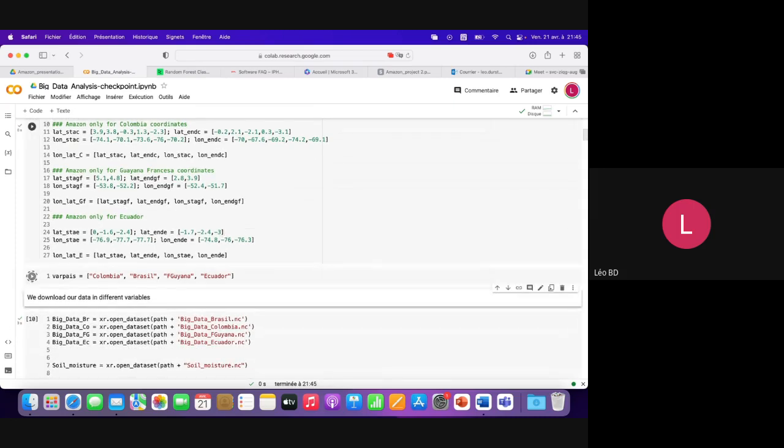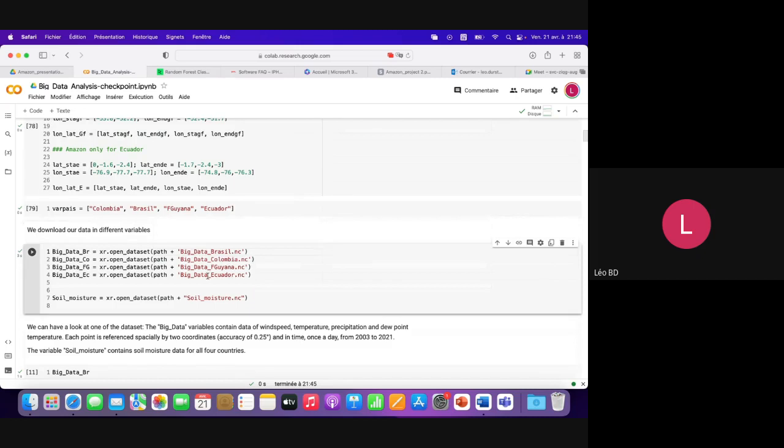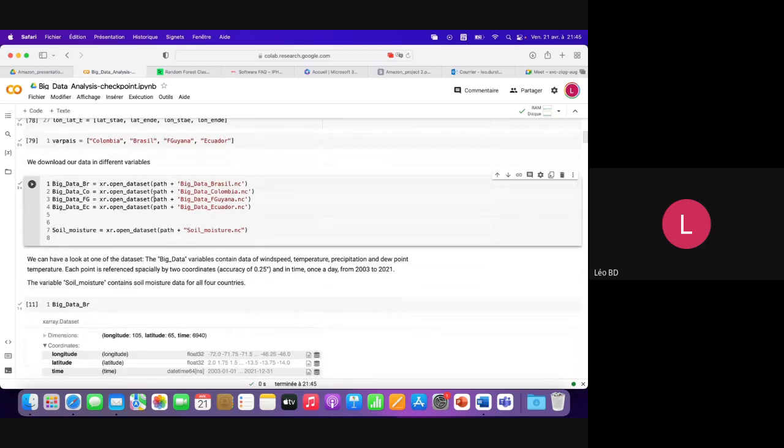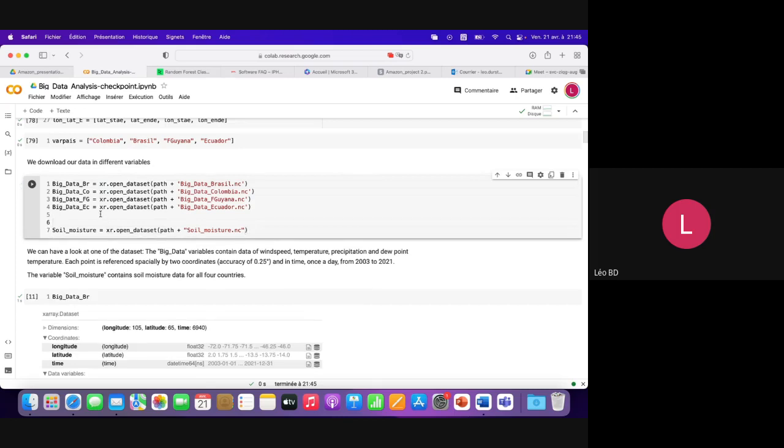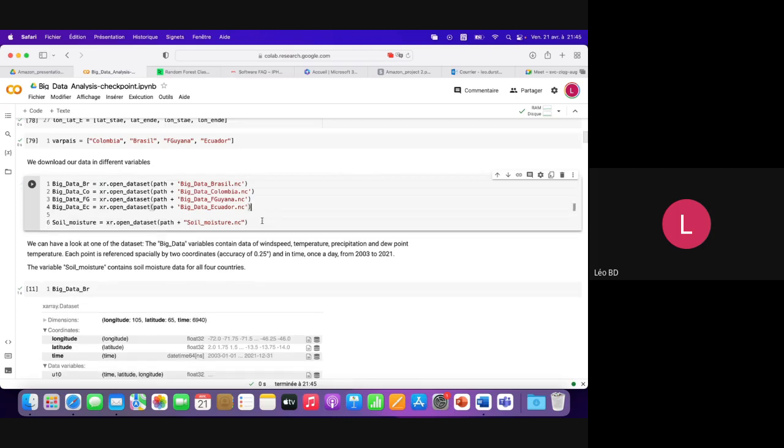Then we define some parameters, and here is the interesting part where we finally download our data. This is the first use of the Xarray library. I don't know if anybody of you already knows Xarray, or maybe you don't.